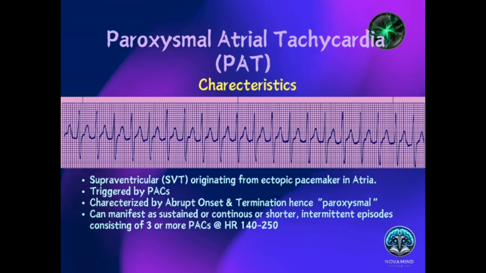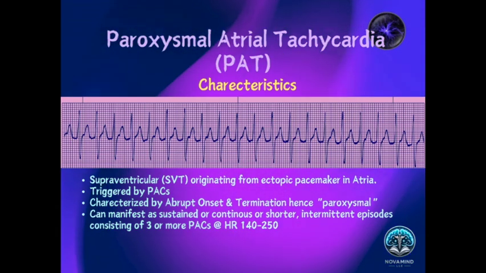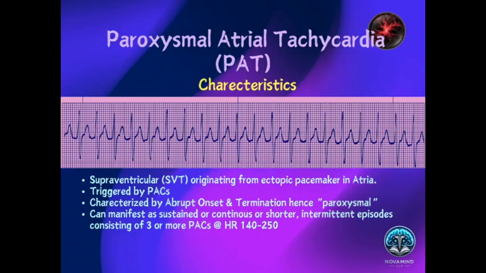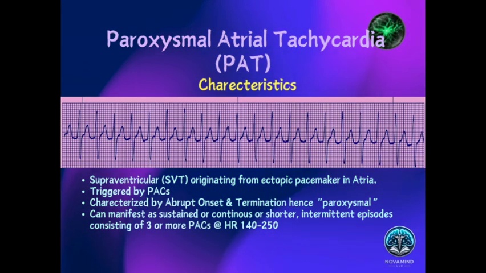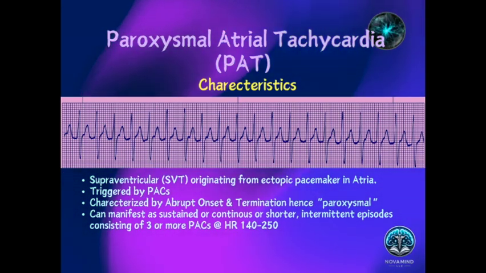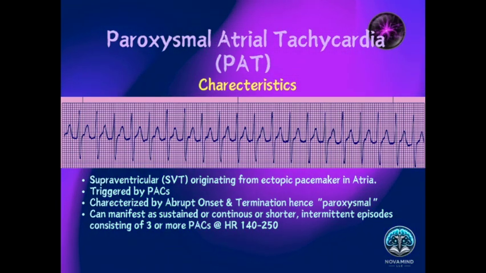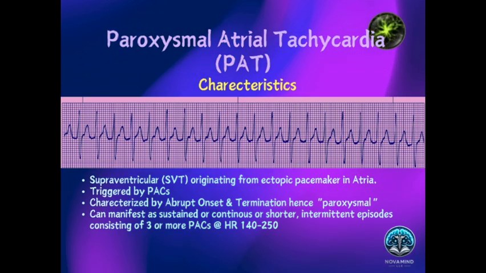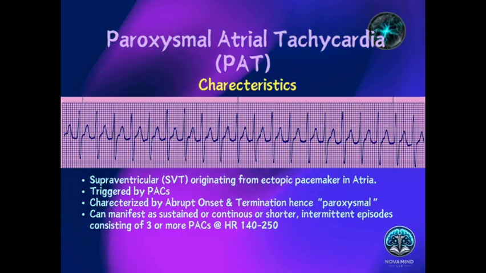PAT is frequently triggered by a premature atrial contraction and is characterized by its abrupt onset and termination, hence the term paroxysmal. PAT can manifest either as a sustained or continuous rhythm or in shorter intermittent episodes consisting of 3 or more consecutive beats. When 3 or more PACs occur at a rate of 140 to 250 beats per minute, this is classified as atrial tachycardia.